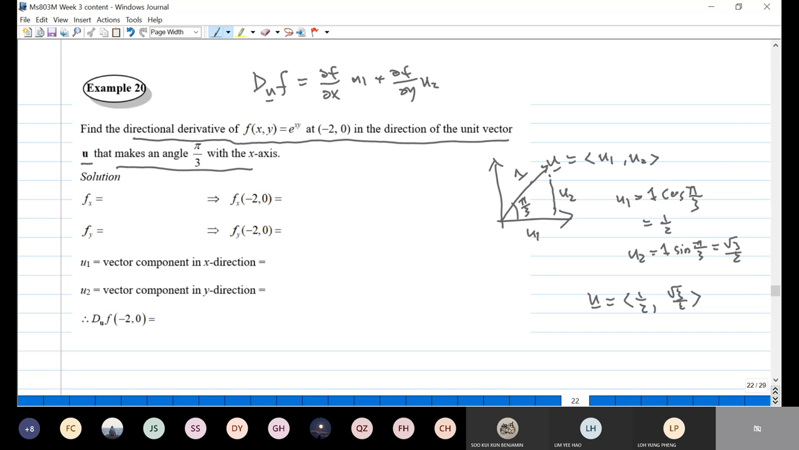So I know u1 and u2. What I need now is the partial derivative of f with respect to x. Differentiate e^(xy): differentiate with respect to x, you get y. You differentiate e^(xy) first, then differentiate xy, right? So this is actually y e^(xy). Same thing for the partial derivative with respect to y, you get x e^(xy). So at the point x equal to minus 2, y equal to 0, the first is 0 here, and the second you get minus 2.